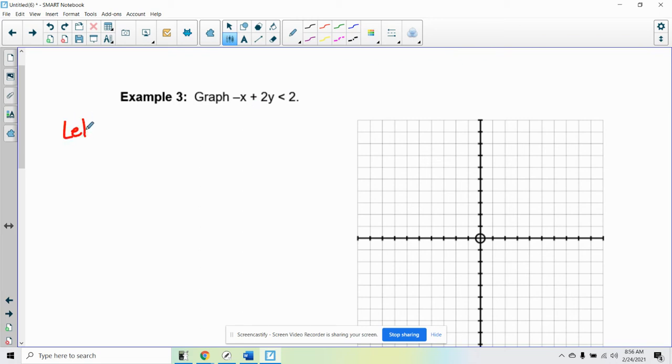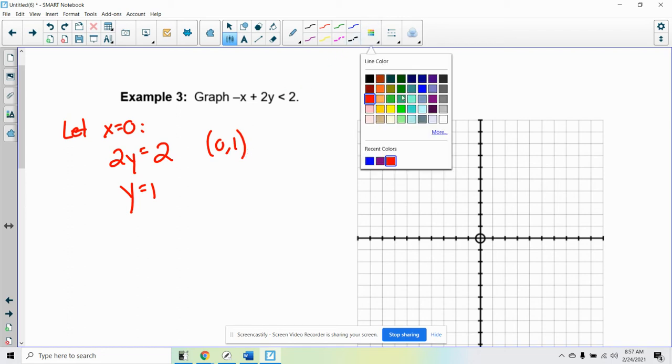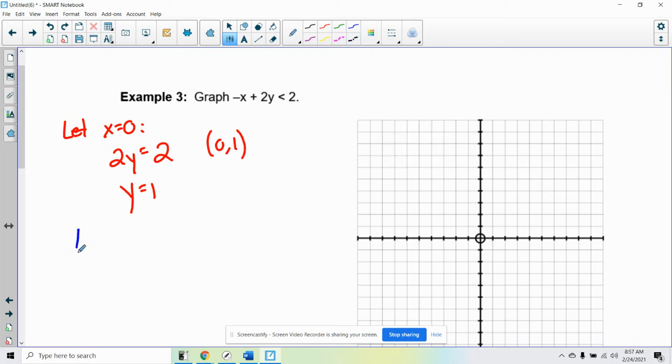So we'll let x be 0. Solve for y. I get 0 plus 2y. Remember, treat it like an equal sign. Equals 2. So I get y equals 1. So I get the point 0, comma 1. Now we're going to go reverse. Let y equal 0. So that y equals 0, I get negative x equals 2. So x equals negative 2. So I get the point negative 2, comma 0. There's my intercepts. 0, 1, and negative 2, 0.